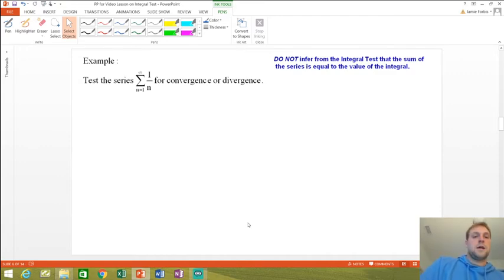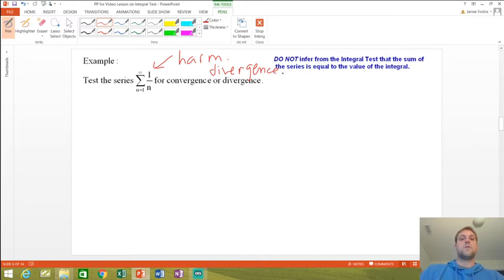So first example, we're going to test the series for n equals 1 to infinity of 1 over n for convergence or divergence. Now, we have already had many talking points on this series, 1 over n. We know by now that this is a harmonic series, a p series where p equals 1, and that means that it's divergent. We know that from many discussions before this. But we are going to show how that works, using our integral test.